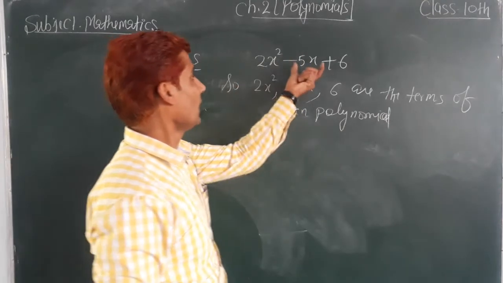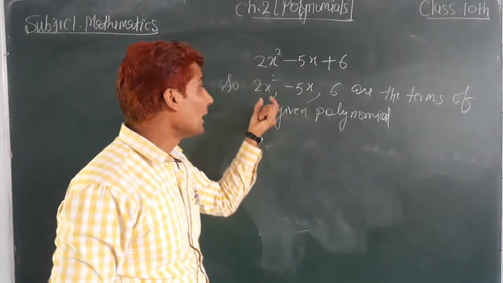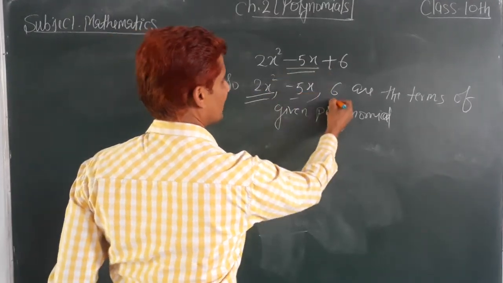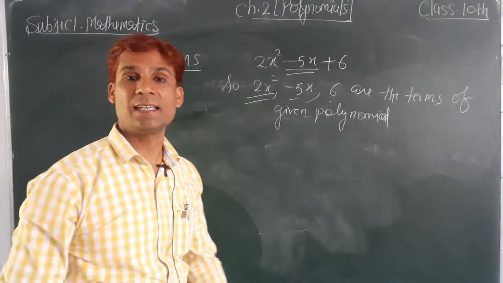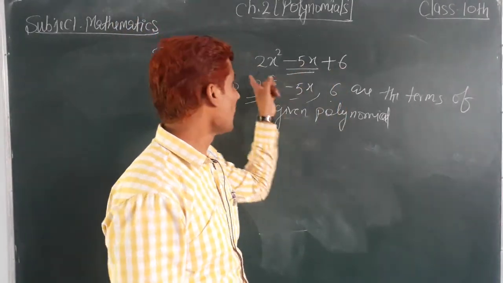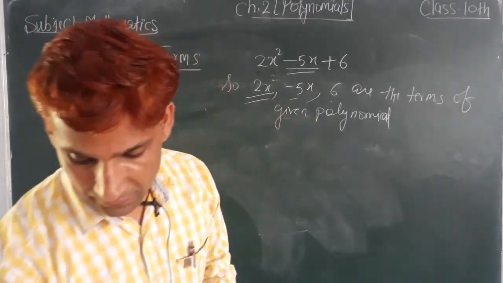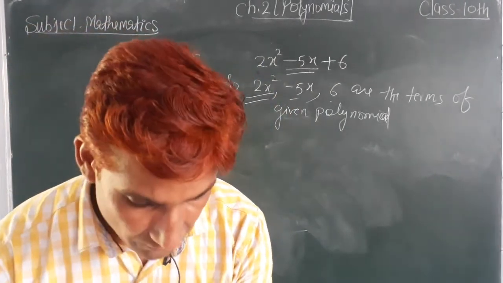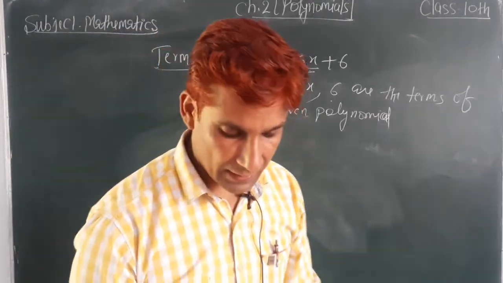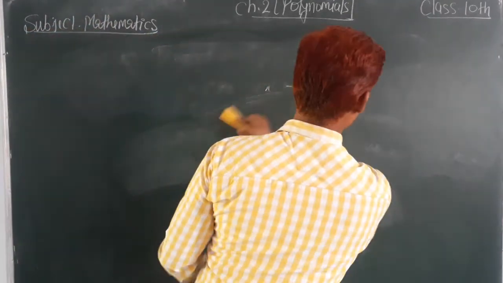इस polynomial 2x square minus 5x plus 6 के जो 2x square है, माइनस 5x है, या 6 है, ये इसके क्या कहलाते हैं? ये टर्म्स कहलाते हैं. 2, minus 5, 6 they are the real numbers and here x is a variable. x क्या है यहां पर? Variable है. Now I am going to explain regarding the name of polynomials.